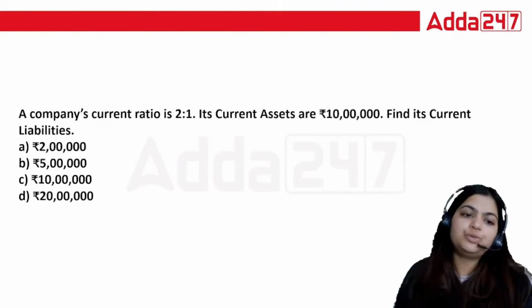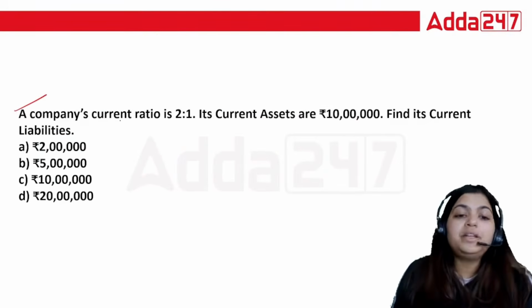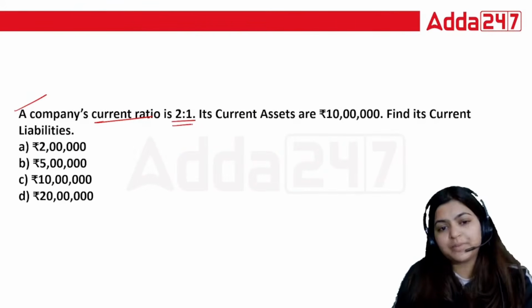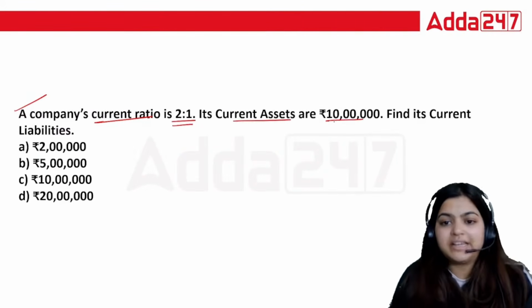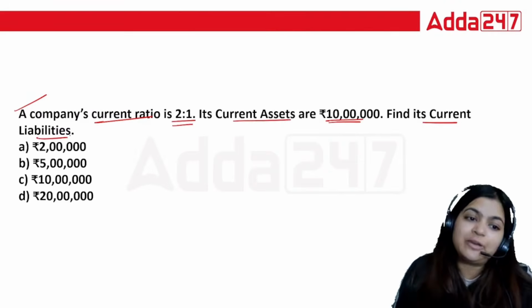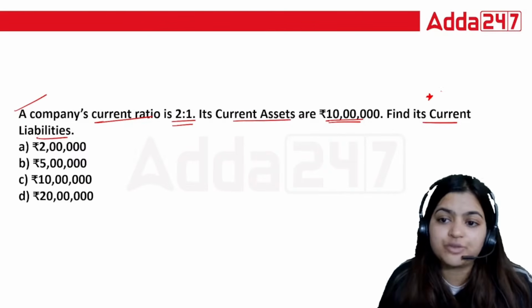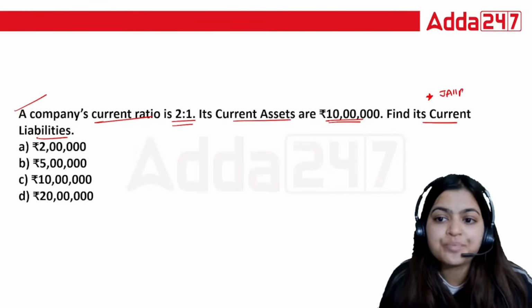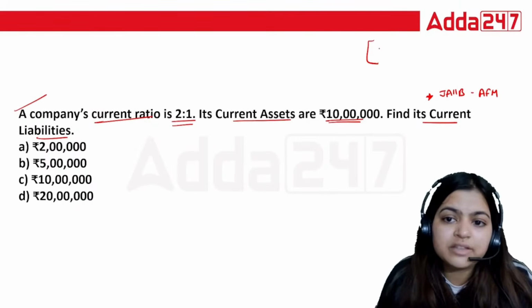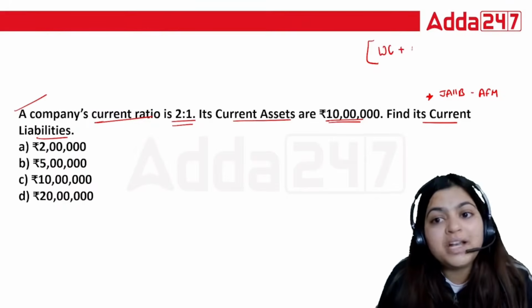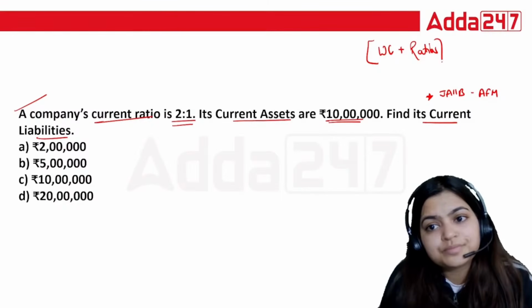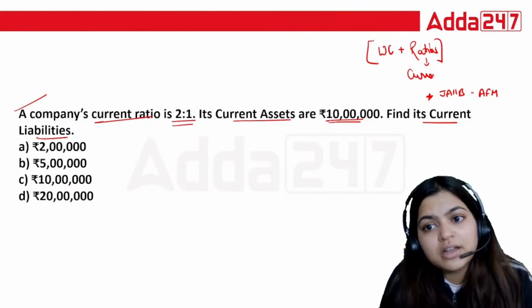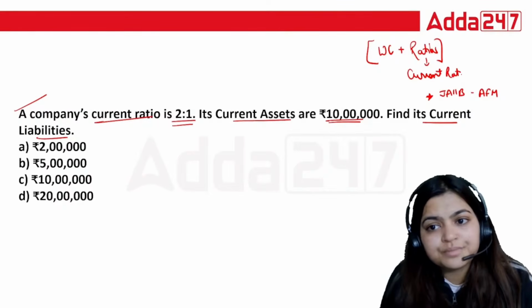Now, coming to the next question. A company's current ratio is 2:1. Current assets are 10 lakhs. You need to calculate current liabilities. Now, in the exam, they are asking this type of questions. In your JAIIB AFM, they are going to mix two concepts. See here, they are including working capital plus ratios. Under ratios, they are including current ratio.